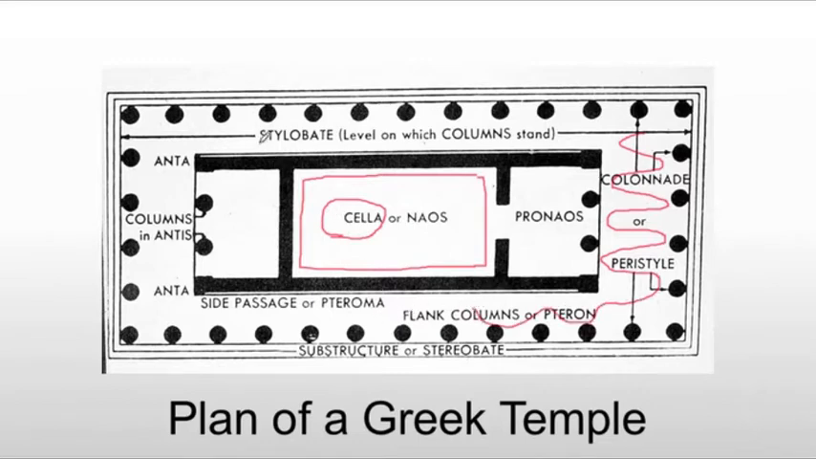Then we have the stylobate. The stylobate is the level that the columns are sitting on and that the cella is sitting on. It's sort of the top step for this temple. And those steps, you'll notice there's usually only 2 or 3 running all the way around the temple.